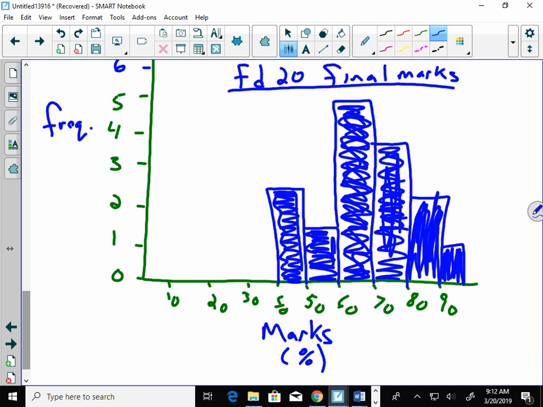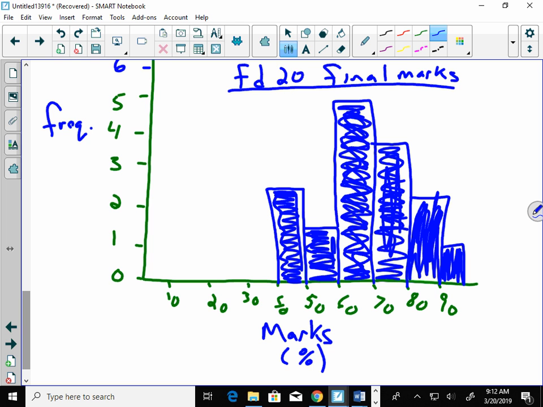So what this does is it just shows everything in a nice, neat fashion. I can see here that most of my kids scored between a 60 and a 70. 5 of them did that. Cool. So it just lays it all out there. Okay, so the big things to remember are title, labels, and no spaces between bars.